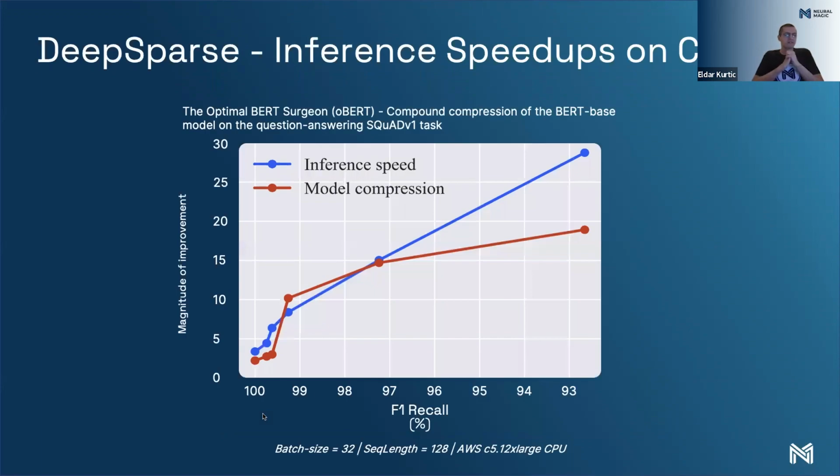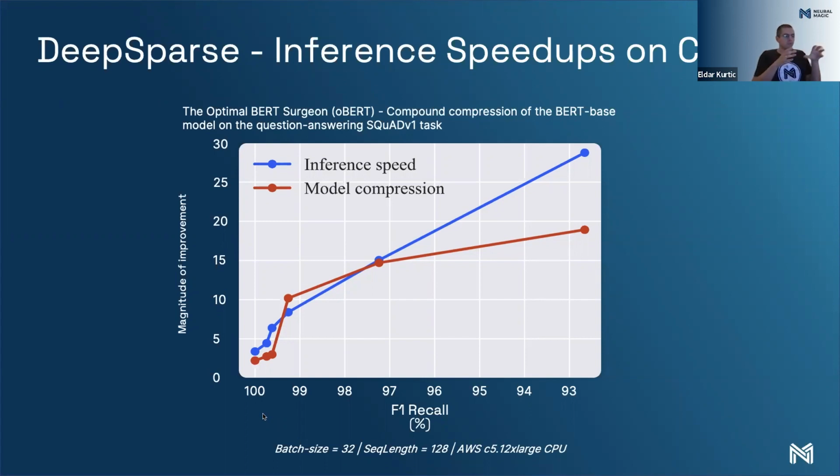The next set of results that we can look at are the results from our Optimal BERT Surgeon paper, where we also did some compound compression, an approach where we applied structured pruning, semi-structured or block pruning, and quantization on top of these models. And then we wanted to visualize the trade-offs, which can give us a relation between the magnitude of improvement in the inference speed and in the model size compression, based on the level of accuracy that we are willing to drop relative to the dense model.